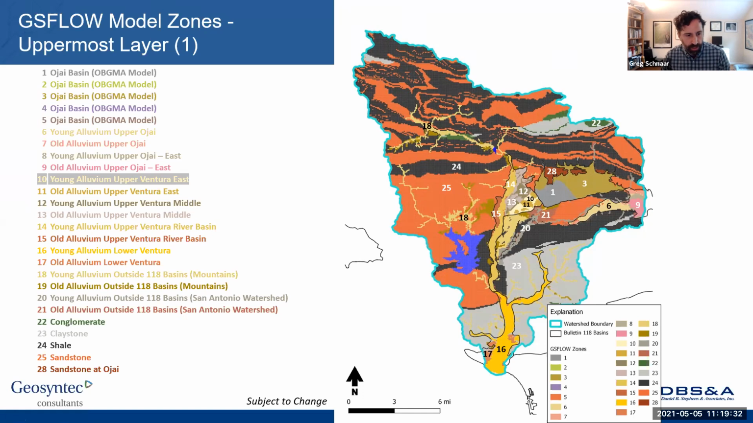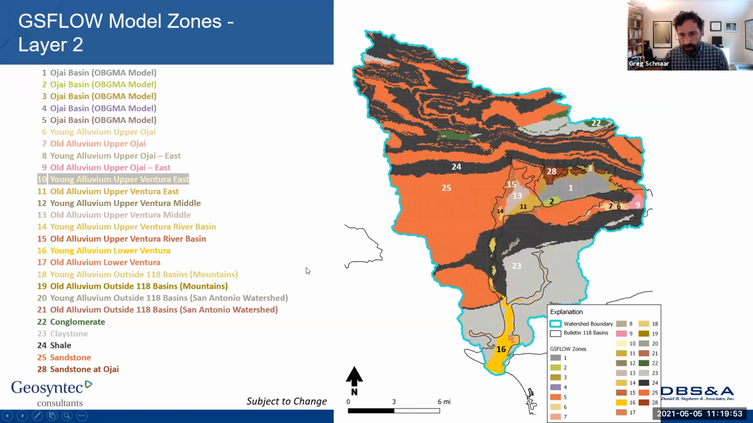So I think this is a very complicated map. I can answer any questions about it, but what I'll probably do is move vertically downwards. One other thing I'll note is, of course, we have Lake Casitas in here as a separate area that is covered by what we call the lake package.